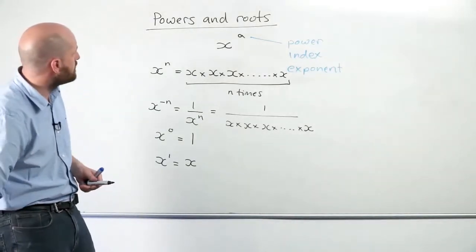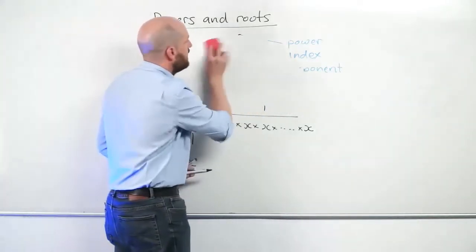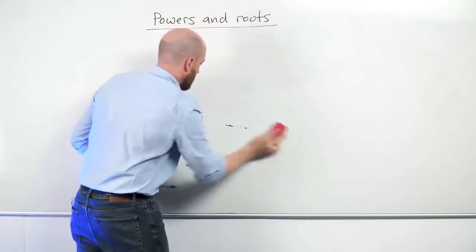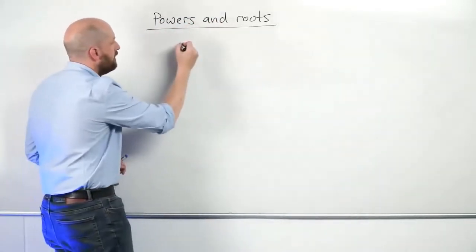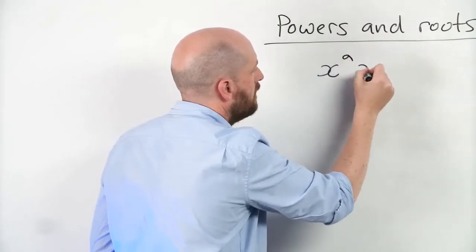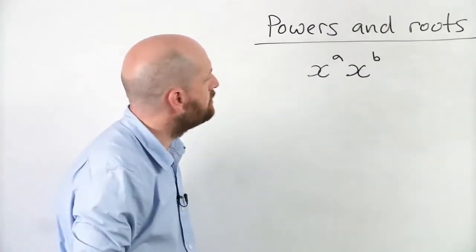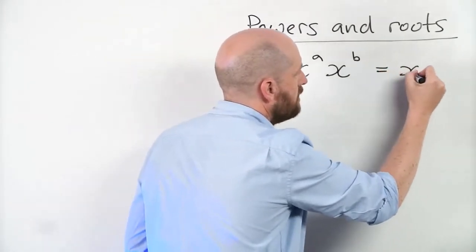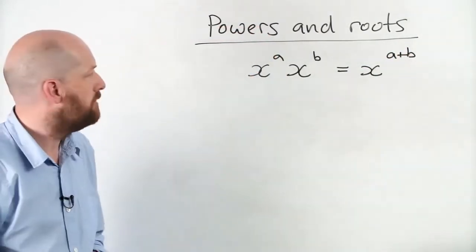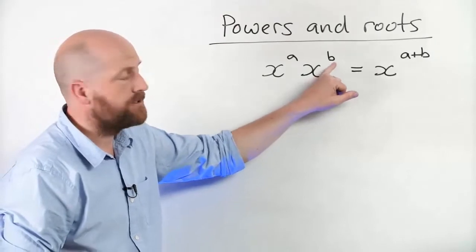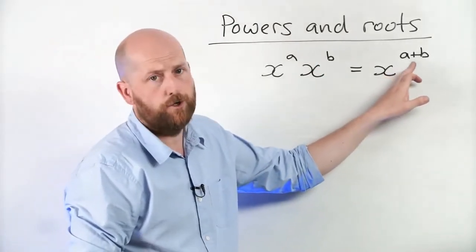There are some basic laws of powers that you may have met before, but you need to understand. And I'll write those down now. So if we are to have x to the a multiplied by x to the b, then this can be simplified to x to the a plus b. So if this was x squared and x cubed, x to the power 2 and x to the power 3, this will be x to the power 2 plus 3, or 5.